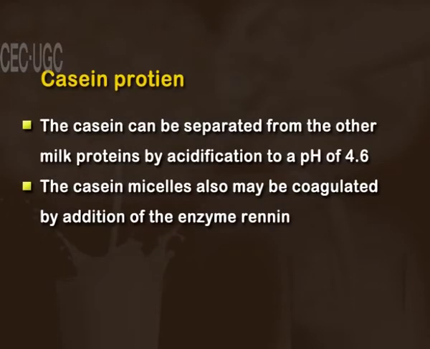Now this casein gets separated from the milk upon the acidification of milk to a pH of about 4.6. It can be separated from the milk, and this can also be coagulated by the use of the enzyme renin, mostly commercially for the preparation of cheese.